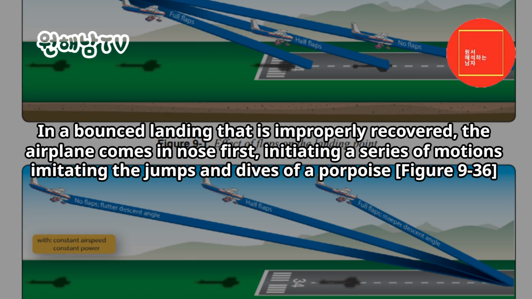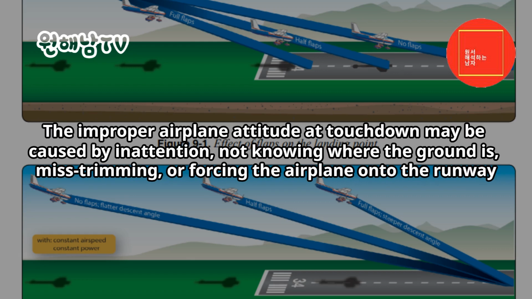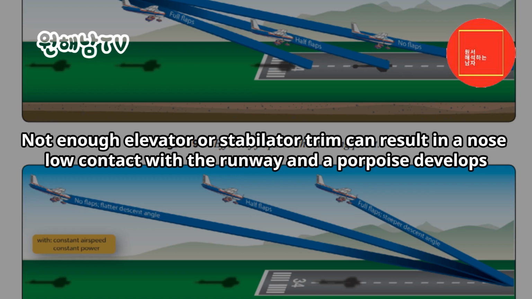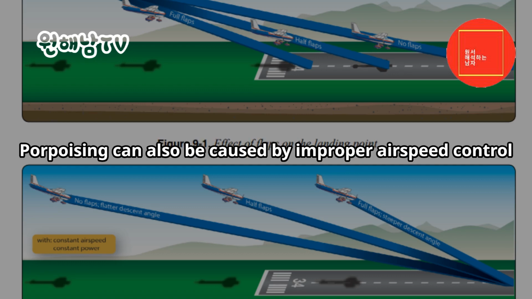Figure 9-36. The improper airplane attitude at touchdown may be caused by inattention, not knowing where the ground is, mis-trimming, or forcing the airplane onto the runway. Ground effect decreases elevator control effectiveness and increases the effort required to raise the nose. Not enough elevator or stabilator trim can result in a nose-low contact with the runway and a porpoise develops. Porpoising can also be caused by improper airspeed control.